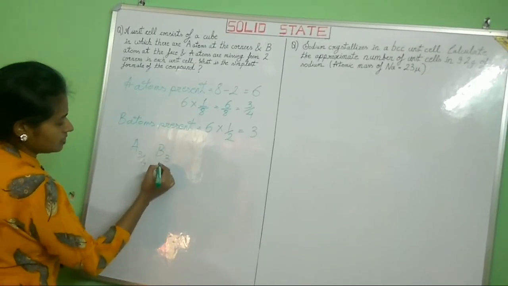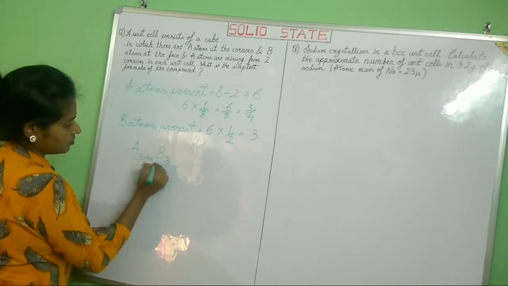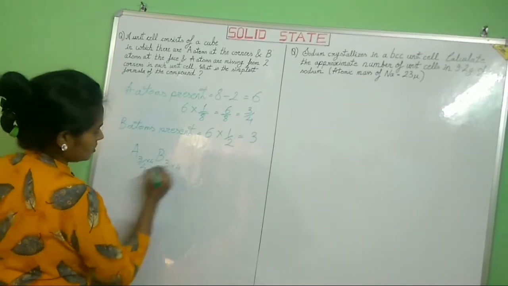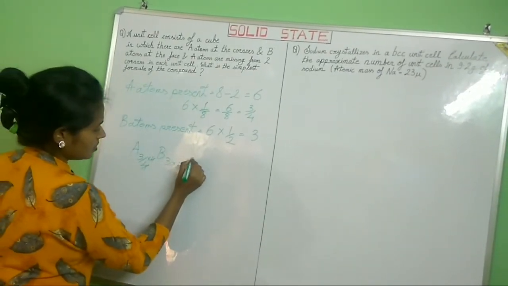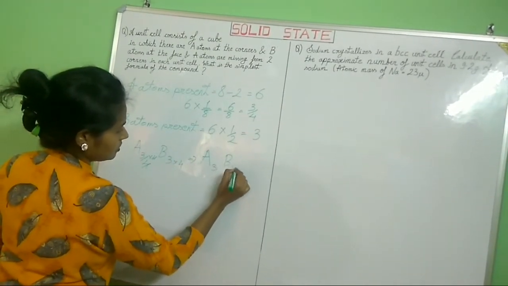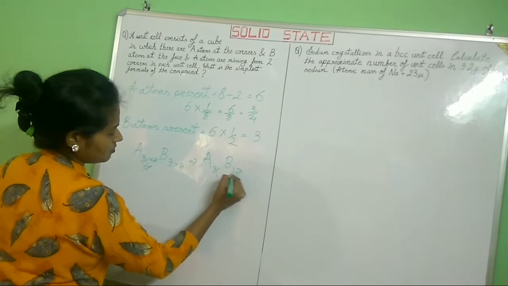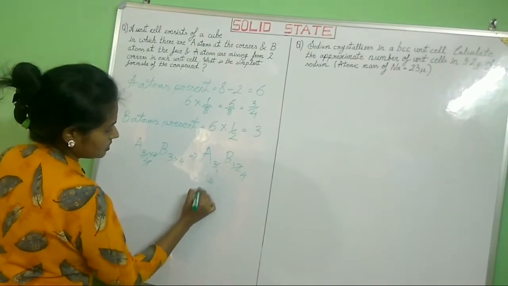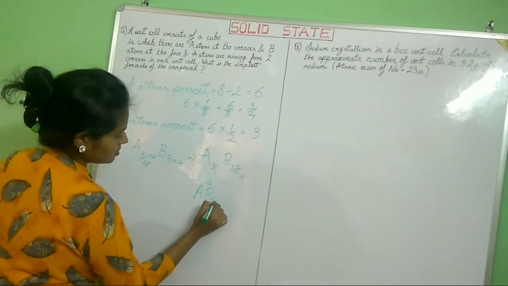To make this simple, we will multiply both by 4. Now this 4 gets cancelled, and so A 3, B 12. Now 3, 4. So the simple formula is AB4. So our answer is AB4.